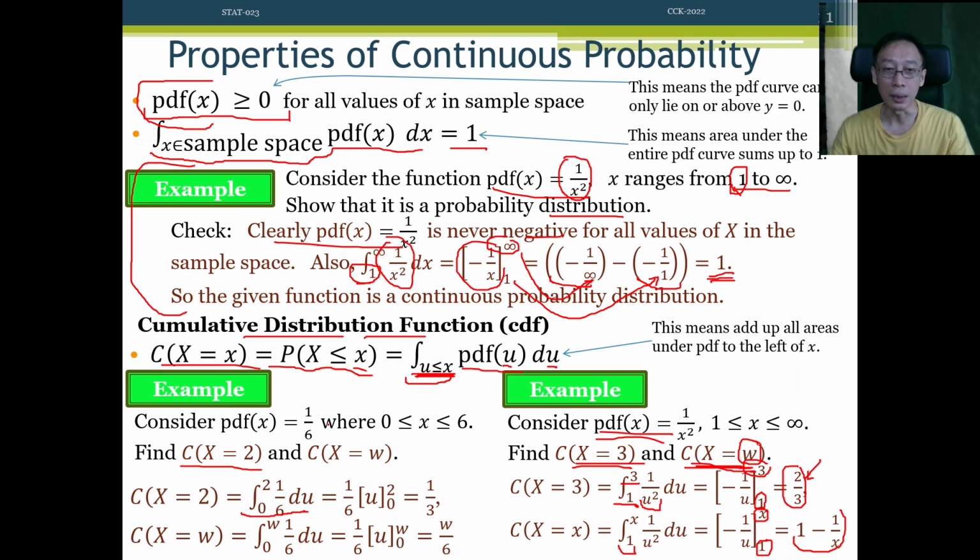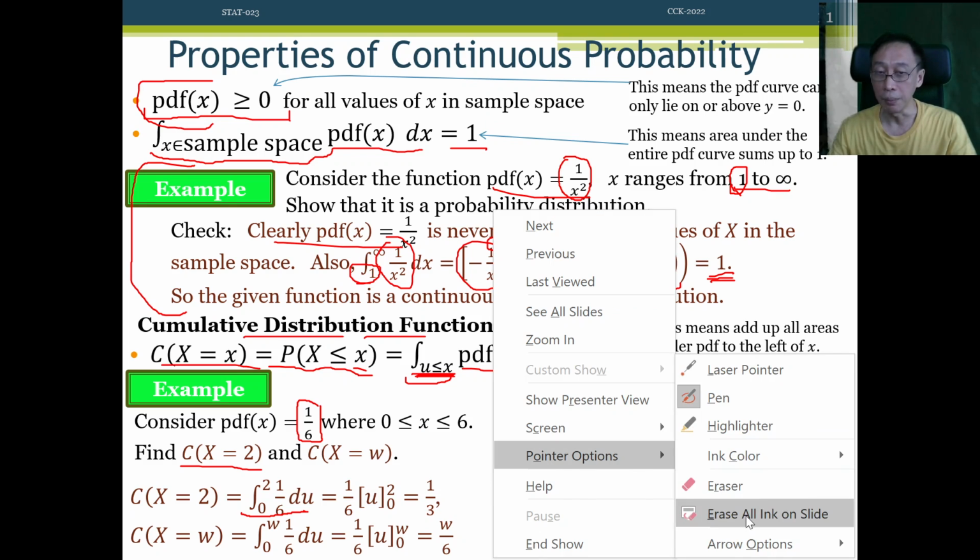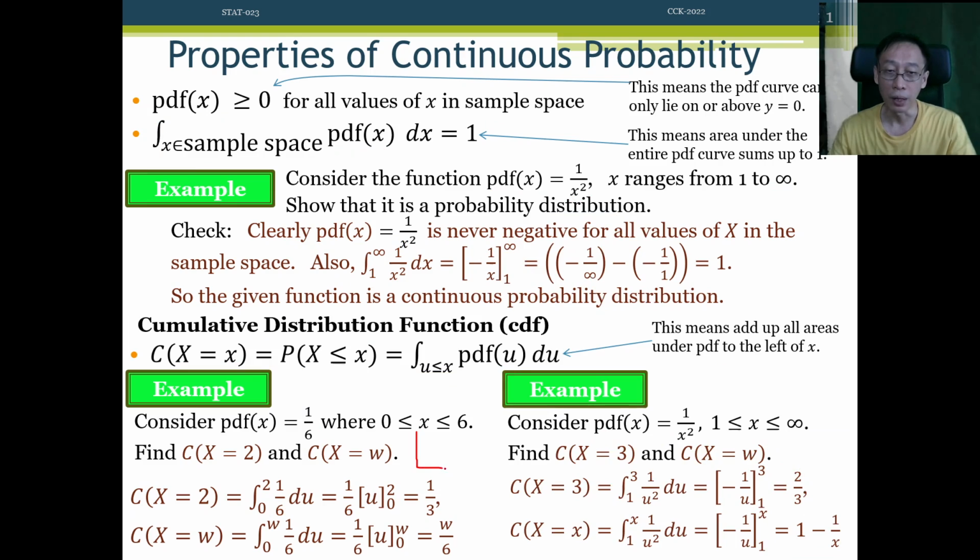So another example, a very quick and simple one. What happens if the PDF is a constant like this, 1 over 6? So the graph is probably very easily imagined. It is defined from 0 to 6, and the height is 1 over 6. It should be a horizontal line. You get the idea, right? So you need to find the area here.